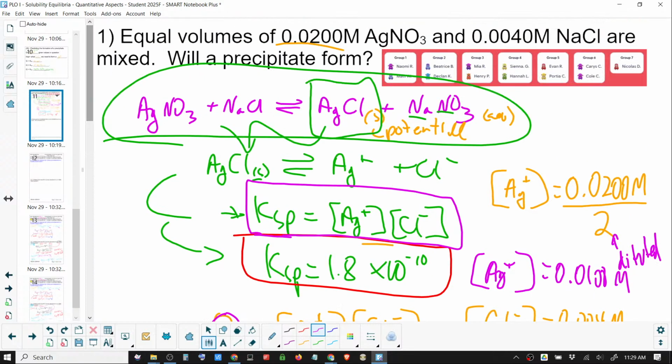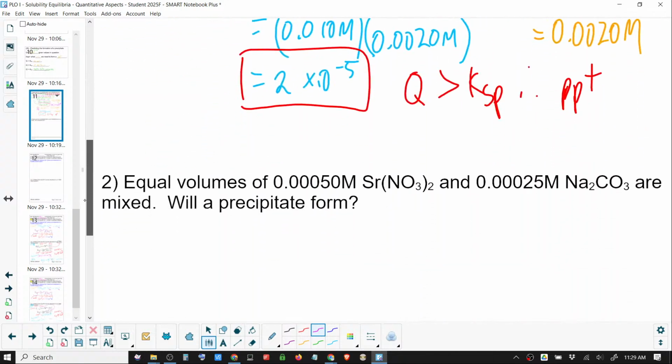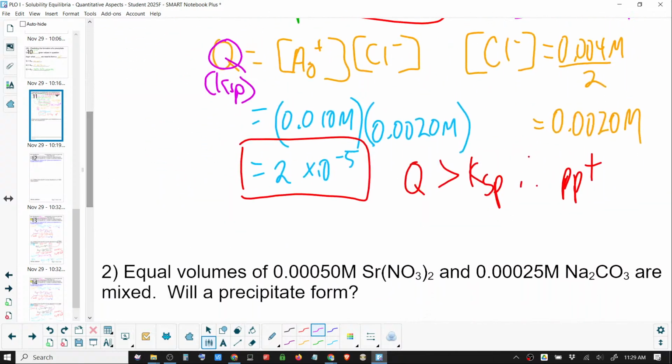The second part is if we add things together, they always get diluted. So if we add equal volumes, you have to divide both of them by 2 because you dilute it. If you add a liter of one and you add a liter of water, you're going to get half the concentration. Someone takes your orange juice and adds another pitcher of pure water, you have half concentrated orange juice.